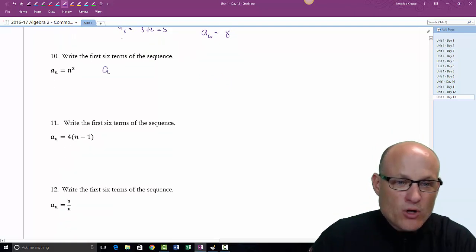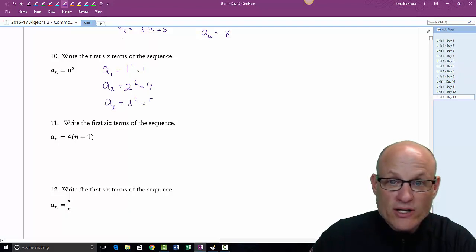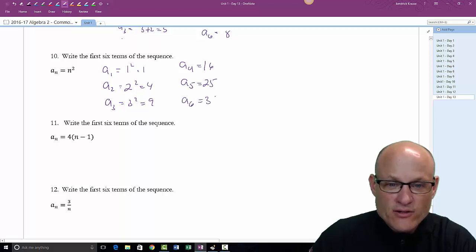Write the first 6 terms for this one. So a sub 1 is 1 squared, or 1. A sub 2 is 2 squared, or 4. A sub 3 is 3 squared, or 9. Do you get it? A sub 4 is 16. A sub 5 is 25. And a sub 6 is 36.